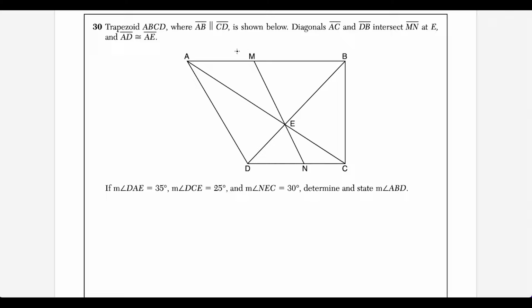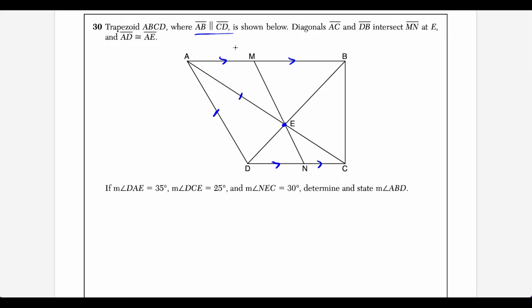So we have a trapezoid. We have these two lines that are parallel, AB and CD. Then we're told that diagonals are drawn, and MN is drawn to intersect the diagonals at E. We're also told that AD is congruent to AE, so this triangle is isosceles.